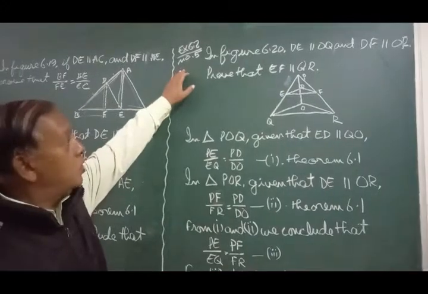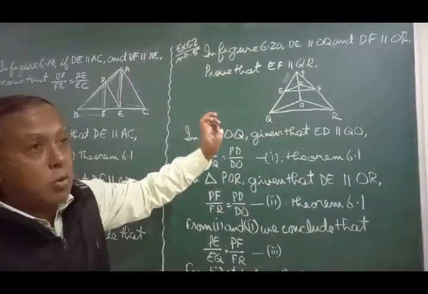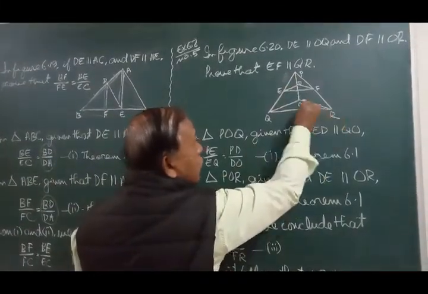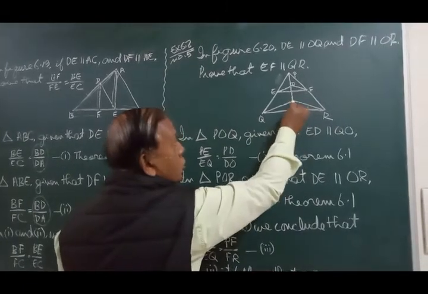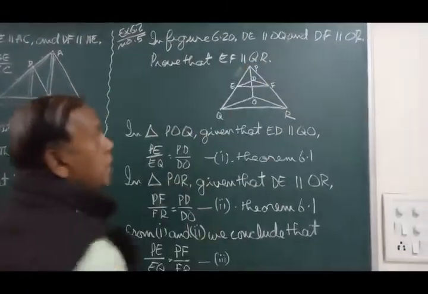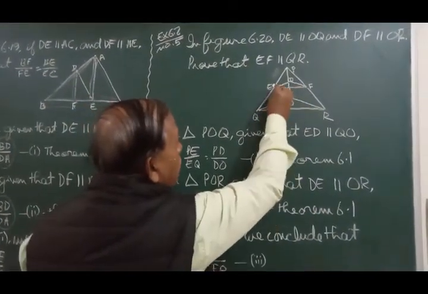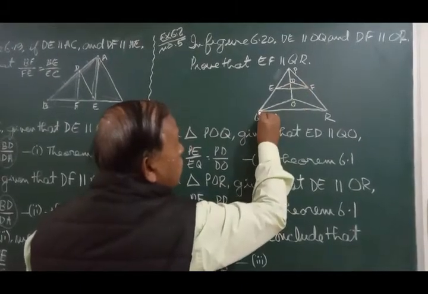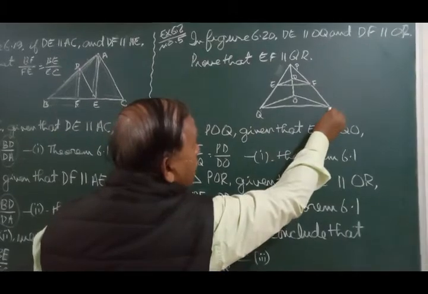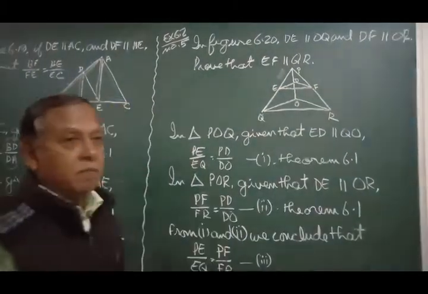We now go to question number 5, and we have the figure that is there. Let me tell you how to draw the figure. Draw the triangle first. Put any point O. Join OQ, OR and OP. And put another point. Now draw ED parallel to QO and FD parallel to RO and join EF.